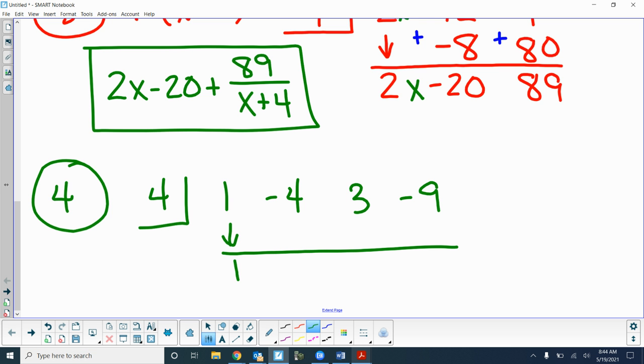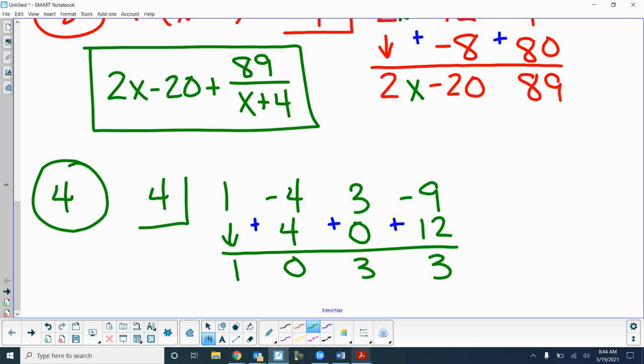So 4 times 1 is 4. And remember, we're going to add each time. -4 plus 4 is 0. 4 times 0 is 0. 3 plus 0 is 3. And then 4 times 3 is 12. -9 plus 12 is 3.